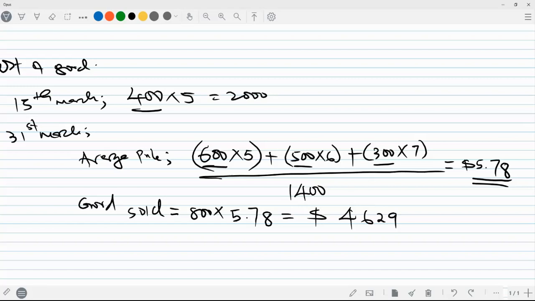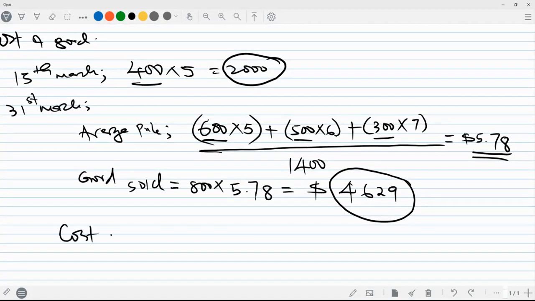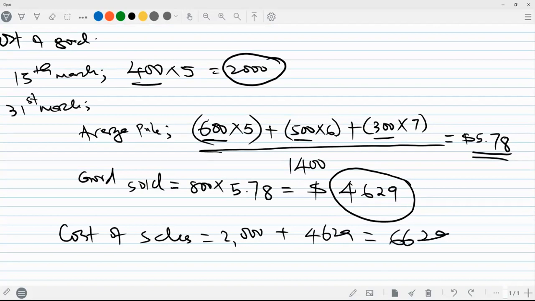Which means therefore we have two items here. We sold on 15th March with a value of 2,000. Then on that first March, the value of goods we have sold is 4,629. Therefore, the total cost of sales is 2,000 plus 4,629 together, for 6,629. That's the cost of goods sold if you're to use the cumulative weighted average method. Is that clear? Does anyone have a question regarding that method on how to get the cost of sales under the use of the cumulative method?